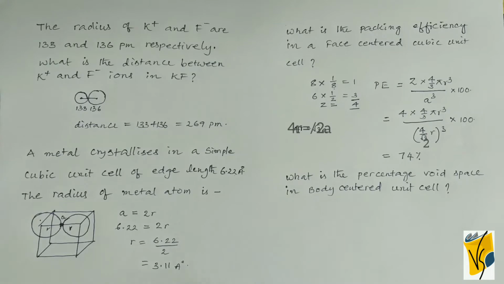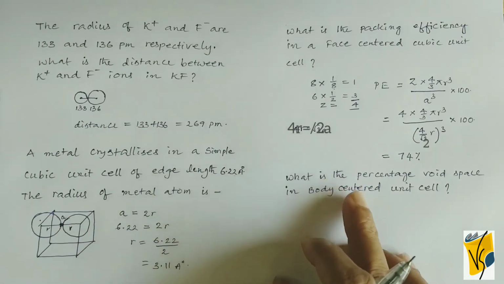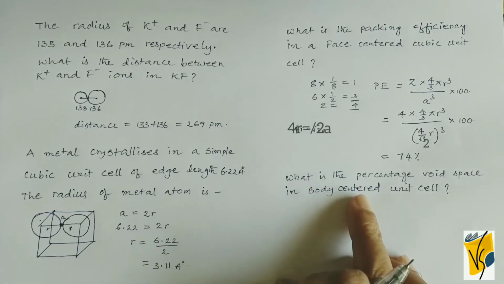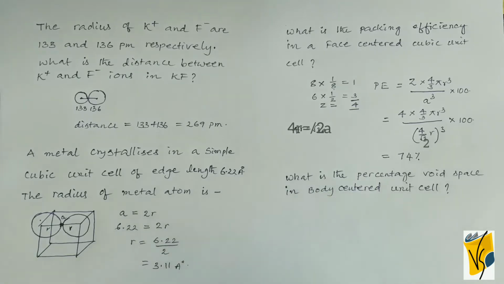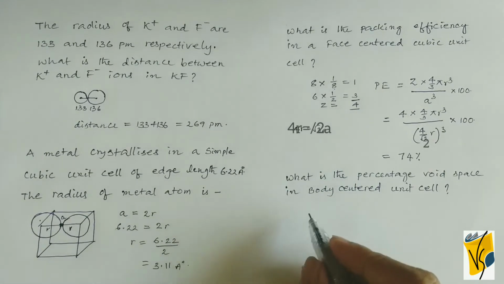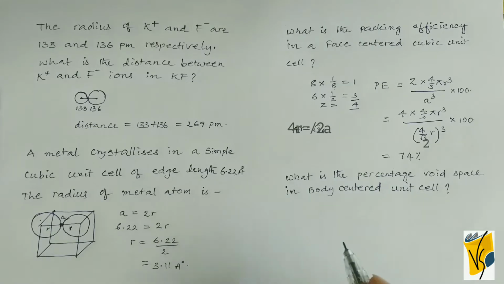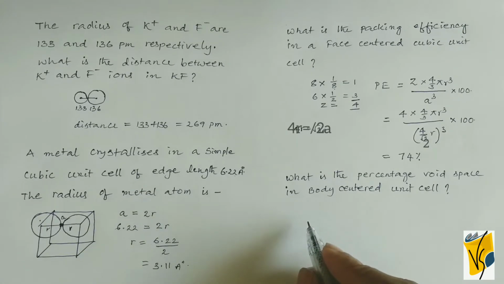Next problem, what is the percentage void space in body centered unit cell? In a body centered unit cell, there are 9 lattice points, 8 at the corners and 1 at the center of the body. Right, so in total 9 lattice points are there.